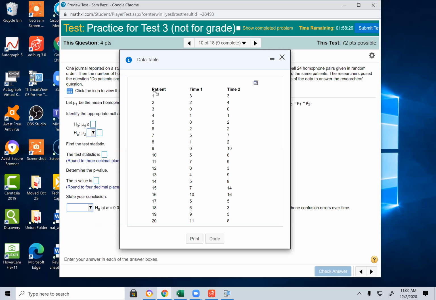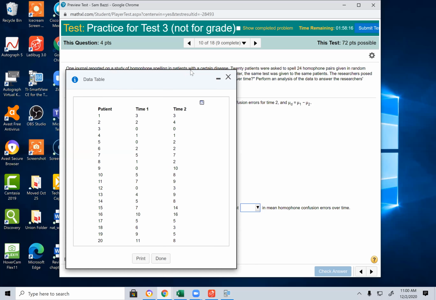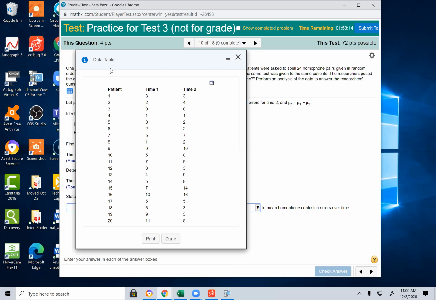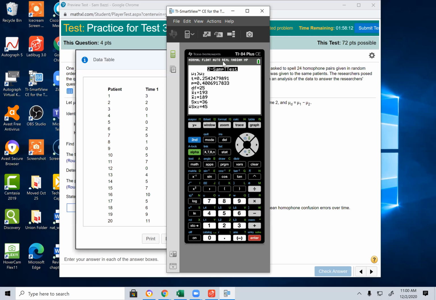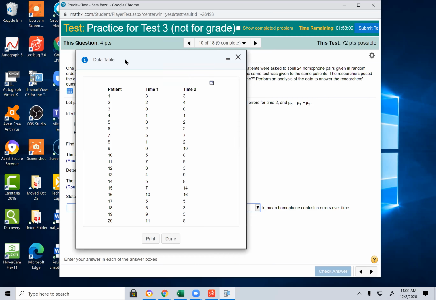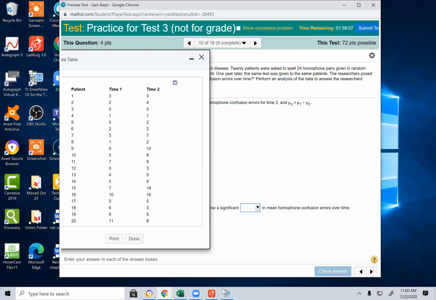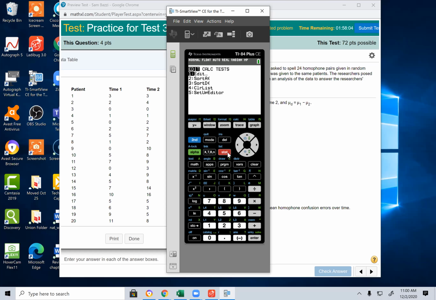Okay, since it is the same patient before and after an action, guys, you have to do the difference between the two. So before I do anything else, we're just going to enter the data into the calculator and do the differences. Let me see if I can move this a little bit. All right, so we're going to go to stat, edit. I'm going to clear L1 and just let me stop the recording here so I don't waste time.